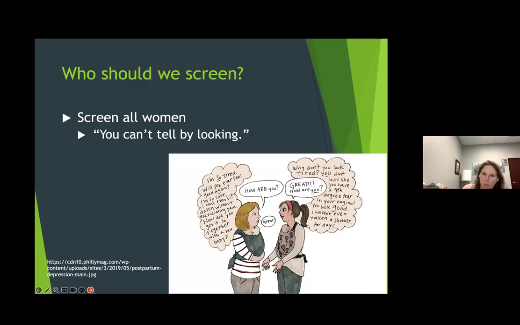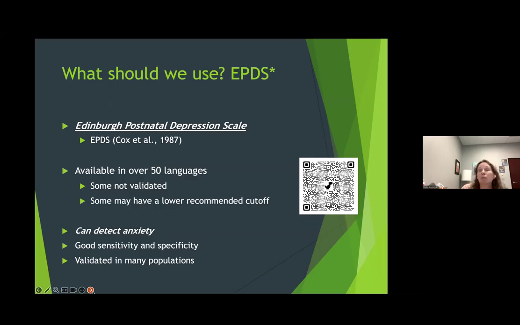You know that we should screen all women because you can't tell by looking, which this cartoon really addresses. What should we use? Really, you use what works for you, what you're already using, as long as it's validated. The EPDS, this QR code takes you to the non-English versions because there's a lot of them, which is exciting. The EPDS you can use in so many different populations. You can use it in partners, you can use it in adoptive parents, and it also will pick up some anxiety if you're using only one thing.